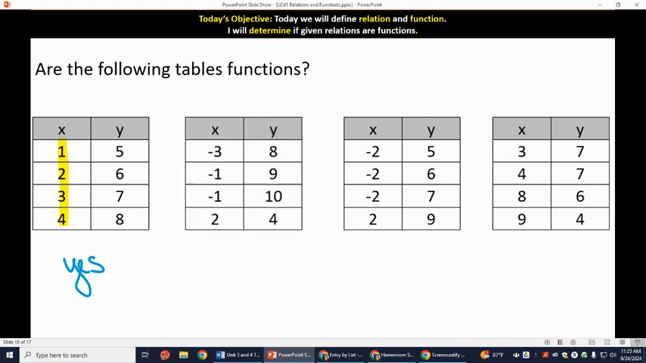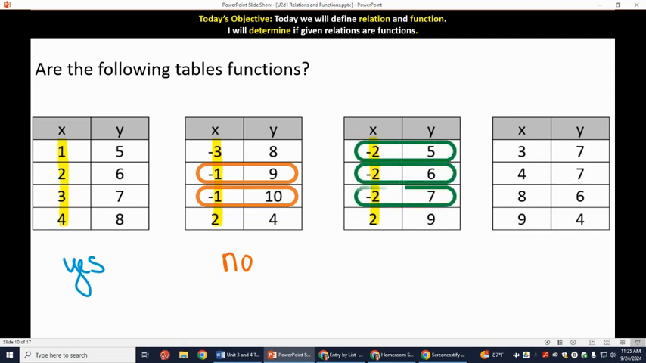Okay? What about this next one? No, because negative 1 can't go to 9 and then also go to 10. So this one is not a function. What about the third one? No, for the same reason except even one more, right? Negative 2 is going to lots of things. So that one's not a function. What about the last one? Yes, very good. That one is a function. 3, 4, 8, 9, they're all different. So yes, no, no, yes.